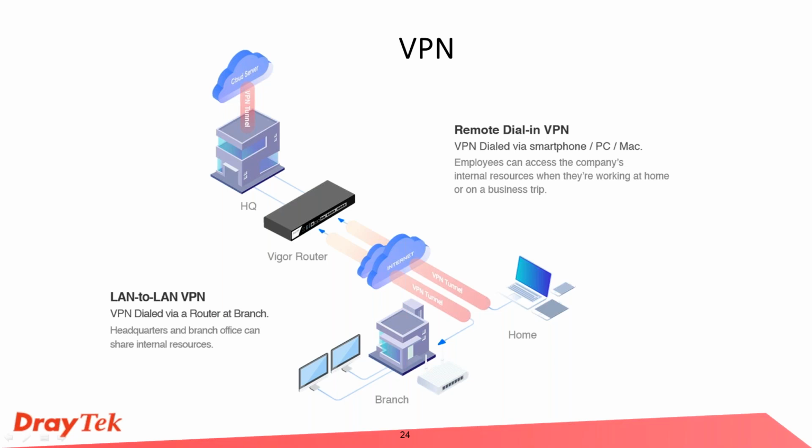LAN to LAN means that you've got two routers that are connected together, and it connects two sites together. It could be a head office, it could be a branch office, but you can have multiple branch offices as well, all connecting back to the head office as well.